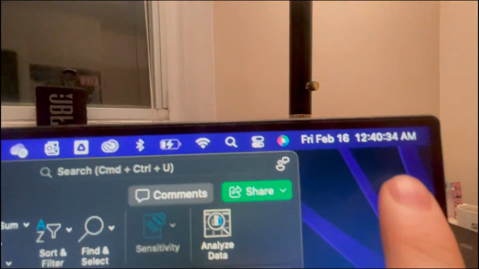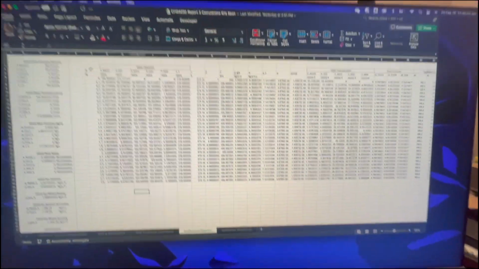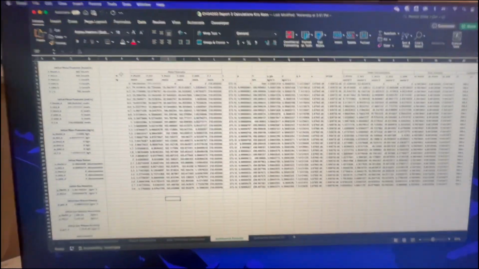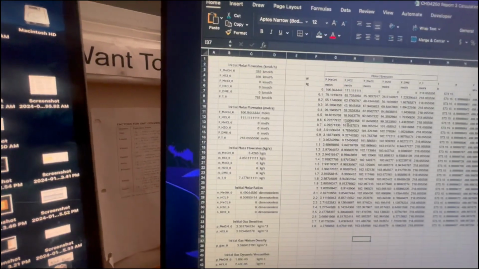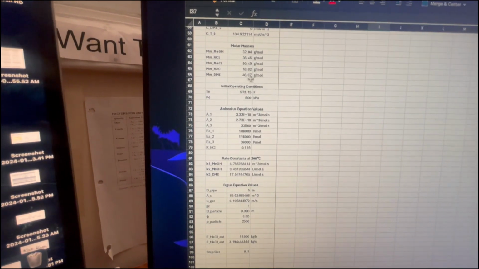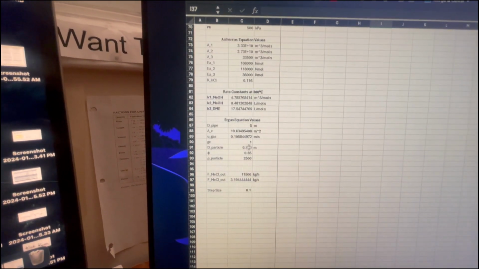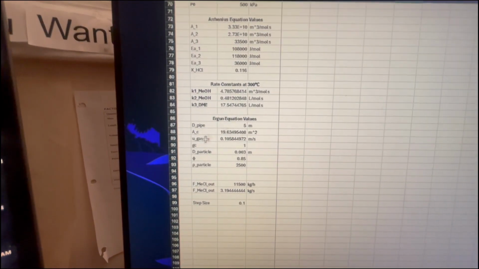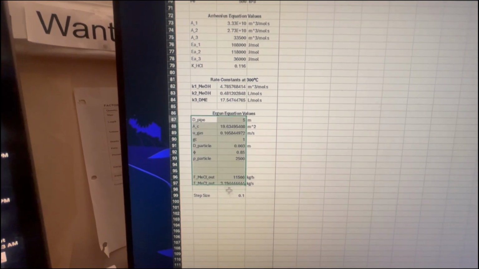Okay, so update here, it's now 12:40 a.m. Good news, the TA looked over everything and she said, honestly, that it looks good. This is where we're at with our reactor design. We have all of our operating conditions here. I have all of my parameters used to find the rates of the reactions and the Ergun equation values, which finds the pressure drop in the system.